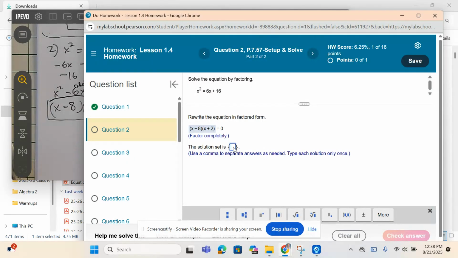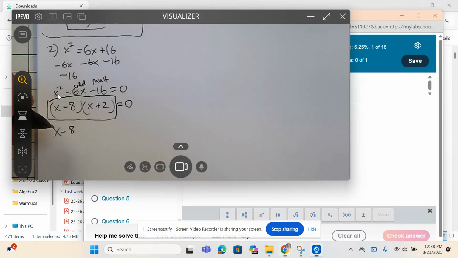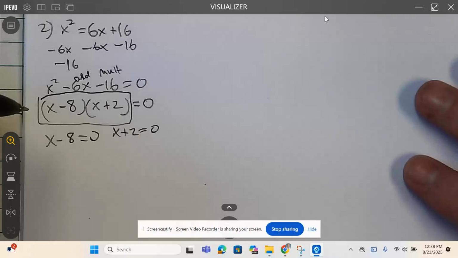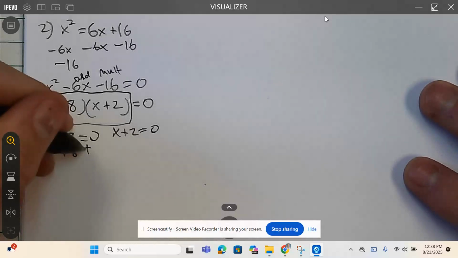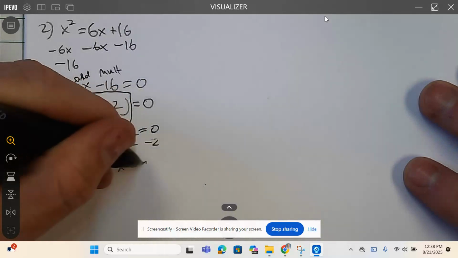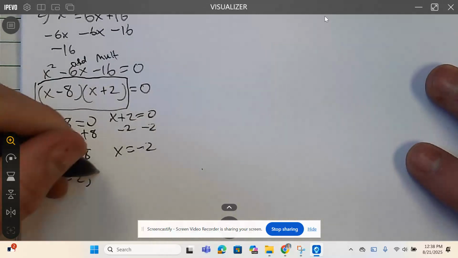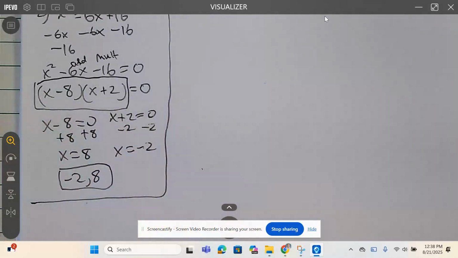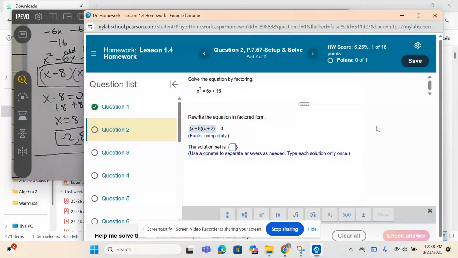Now for the solution set, just make those equal to 0. X minus 8 equals 0. X plus 2 equals 0. Add 8, x equals 8. Subtract 2, x equals negative 2. So it's negative 2 and 8. You just get the x by itself. So negative 2 and 8.